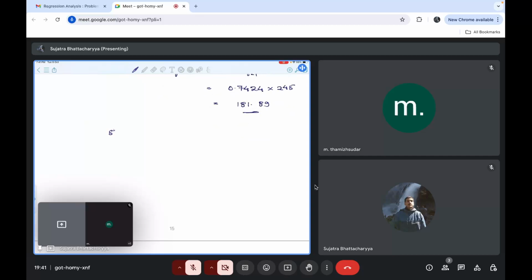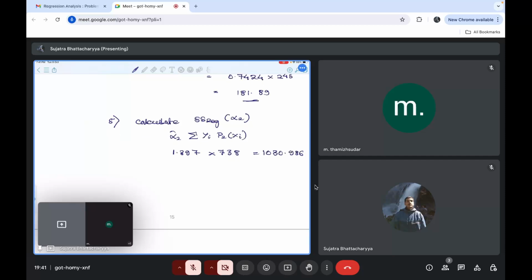Similarly, fifth is calculate SS regression of alpha 2. That will be simple. Alpha 2 hat into summation of yi into P2 xi. So all these things are calculated, so you can always do it. 397 into 738 gives you 1030.98.